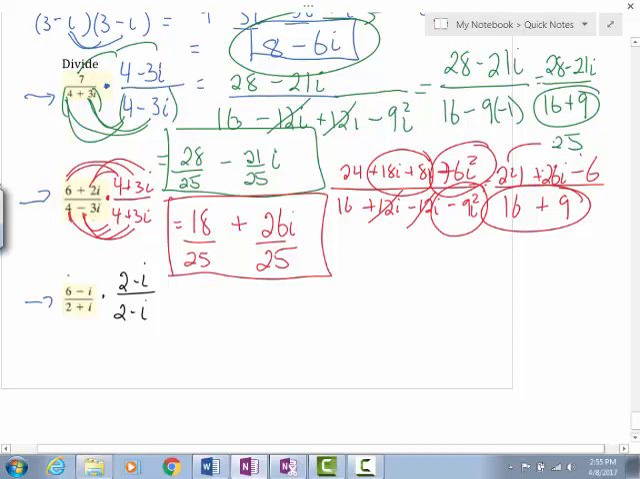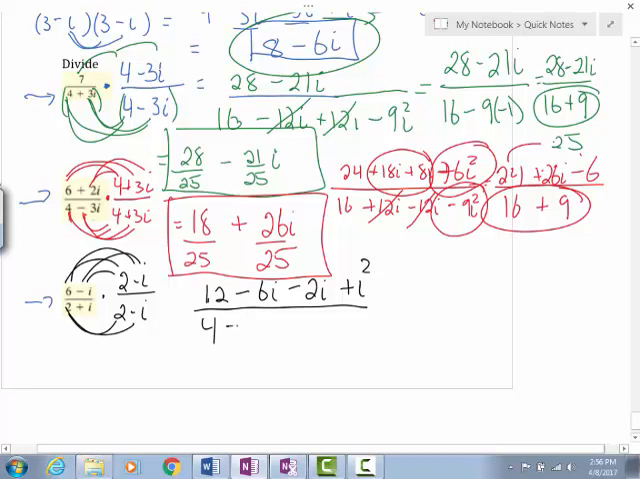Let's go ahead and FOIL it out. 6 times 2 is 12. 6 times negative i is negative 6i. Negative i times 2 is negative 2i. Negative i times a positive i is a positive i squared. Now let's do the bottom part. 2 times 2 is 4. 2 times a negative i is negative 2i. Positive i times 2 is positive 2i. Positive i times negative i is negative i squared.